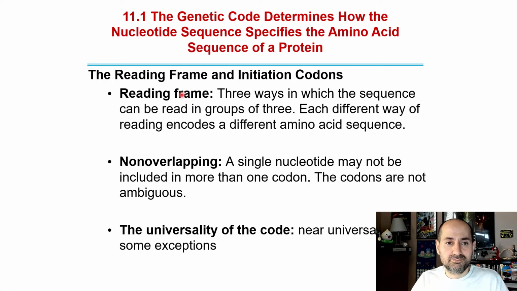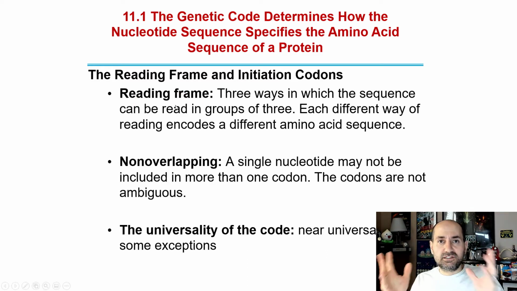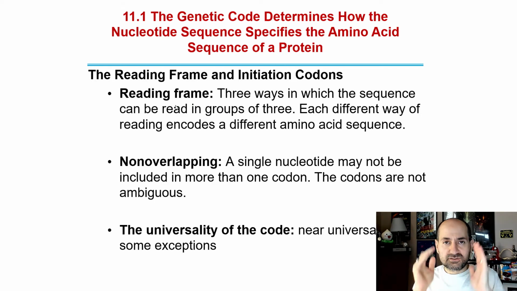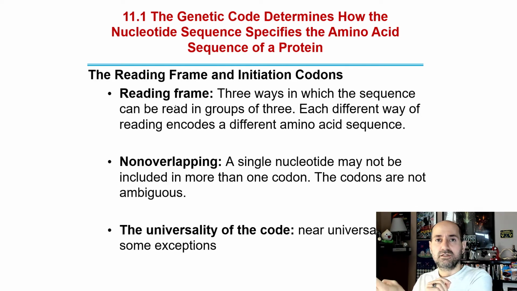Do you remember reading frame? Reading frame is very important, and it's dictated by the first start codon in the mRNA. Remember, wherever that AUG is on the mRNA, that's the start codon, and that's going to dictate the reading frame. The reading frame is every three nucleotides, every three letters from that point. That's your reading frame. You could shift your reading frame, but that's called a frame shift, right? That could be caused by mutations.